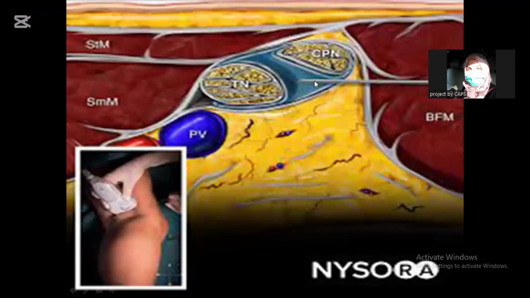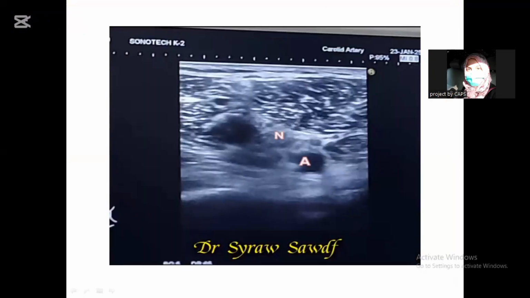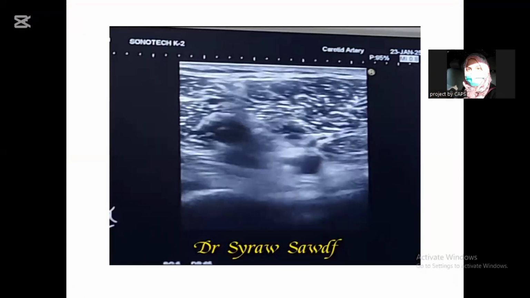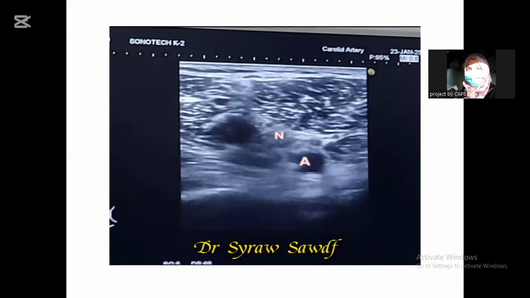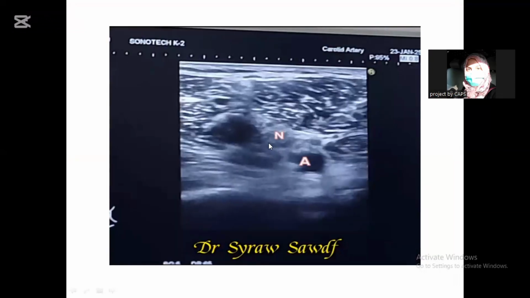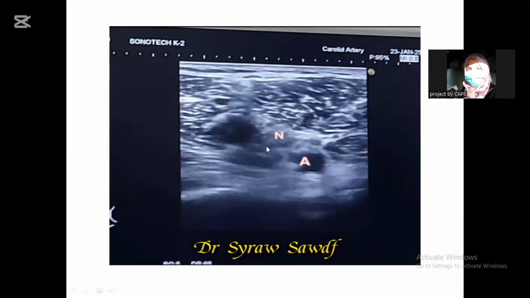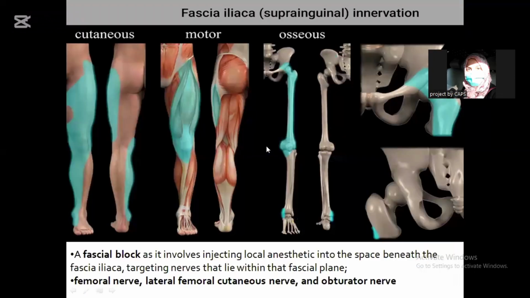So when you start injecting the drug, these will be surrounded with the local anesthetic and they will get separated. So this is the artery. And as soon as we start injecting the drug, you will see the separation of the two components over here. These are two components. Let me show you again. These are getting separated.